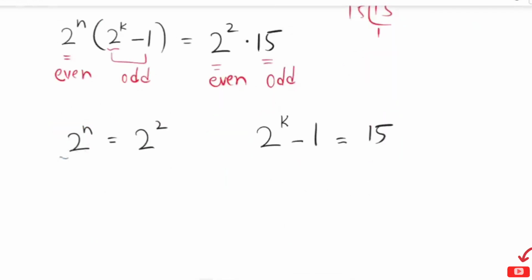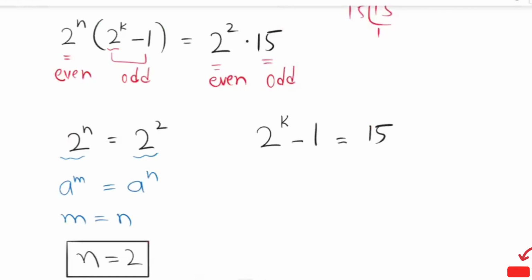Here we have the same bases, so we can equate the powers easily by using the exponential rule: a to the power of m is equal to a to the power of n, so m is equal to n. So this can be written as n is equal to 2.